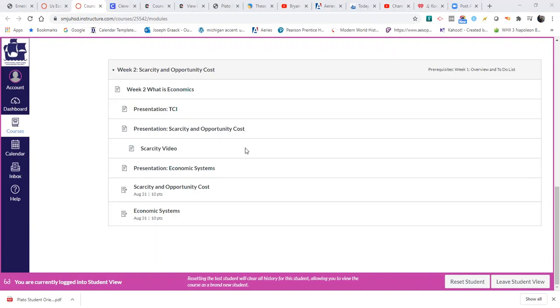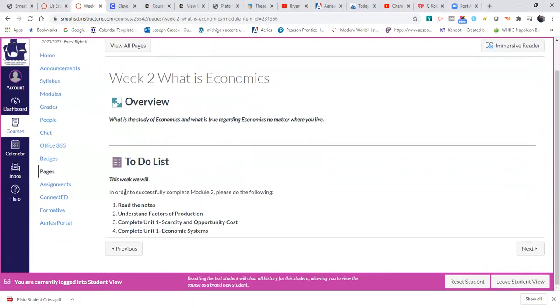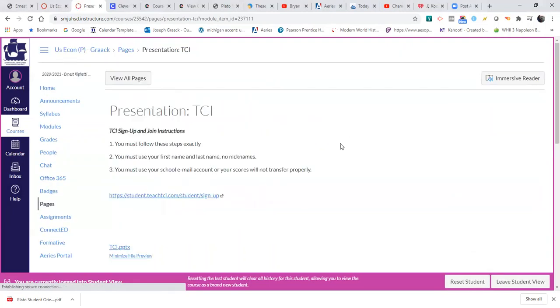Introduce you to economic systems, and then you'll have an assignment that you can do with the remaining class time, and then an introduction to economic systems will be what you do before we meet next Wednesday. All right, next Wednesday. So if you go into week 2's module, you can see here what we have for you. If you click on next, that's where you'll get into TCI.